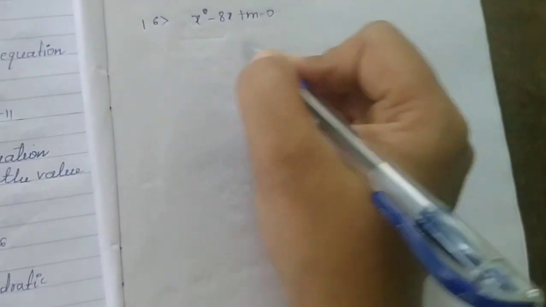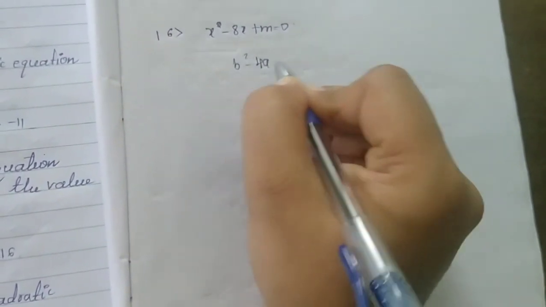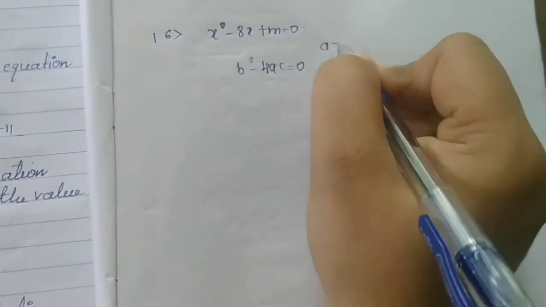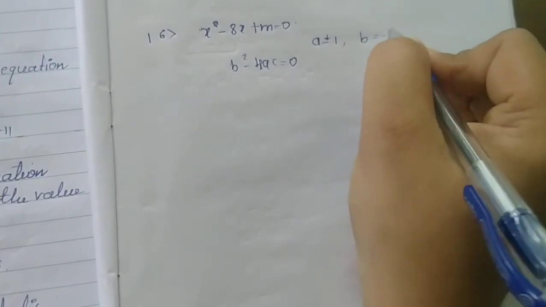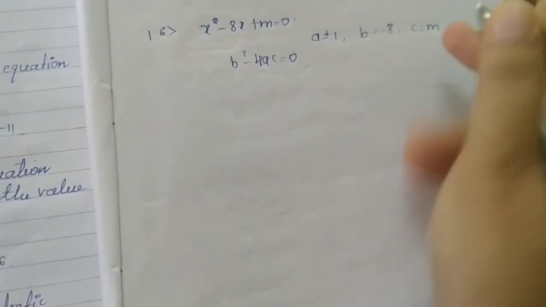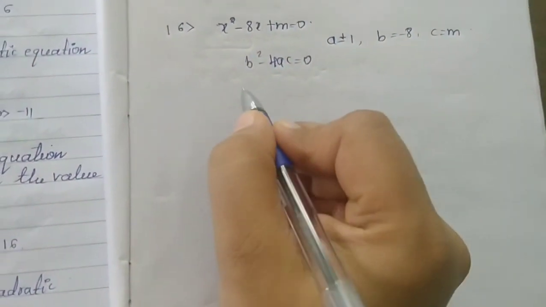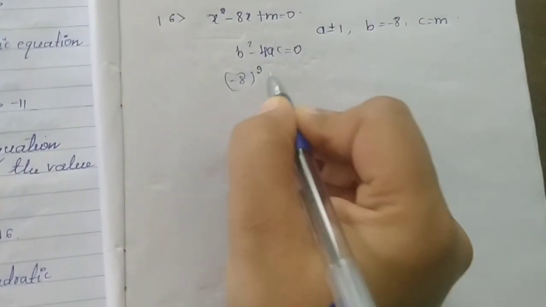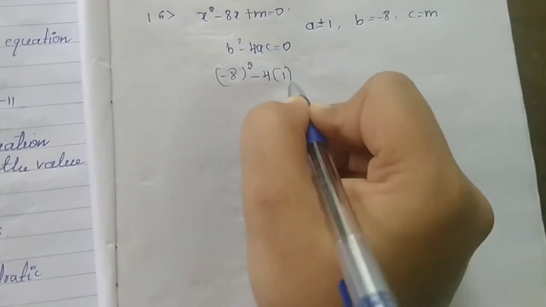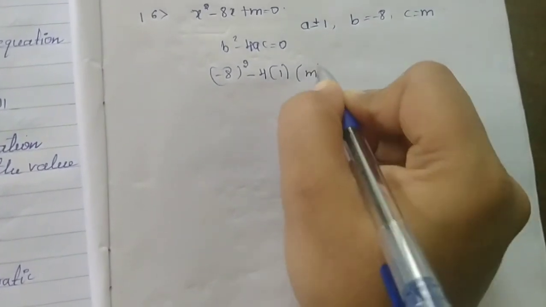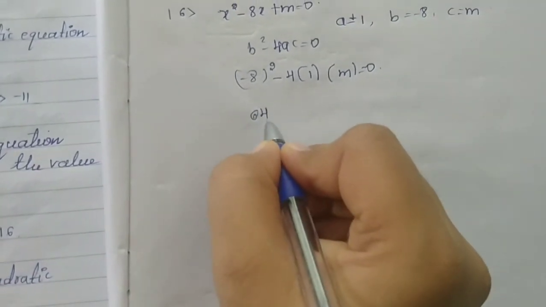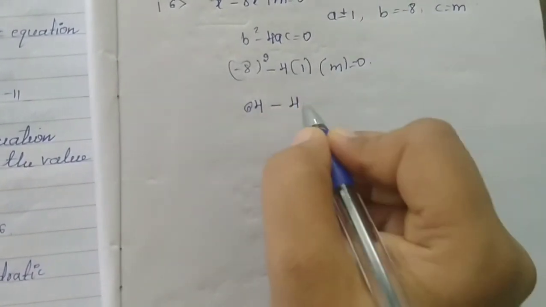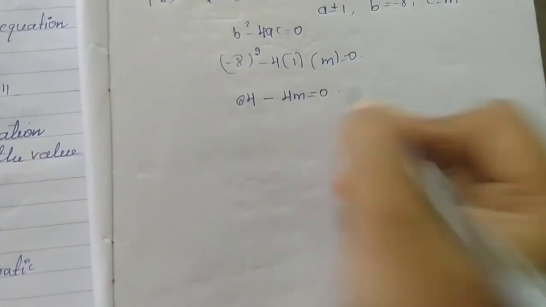Okay, so now b square minus 4ac is equal to 0. The value of a is 1, b is minus 8, c is m. I am just going to substitute these values in this equation, that is minus 8 the whole square minus 4 into 1 into m is equal to 0. So now 8 8s are 64 minus 4 1s are 4, 4m is equal to 0.